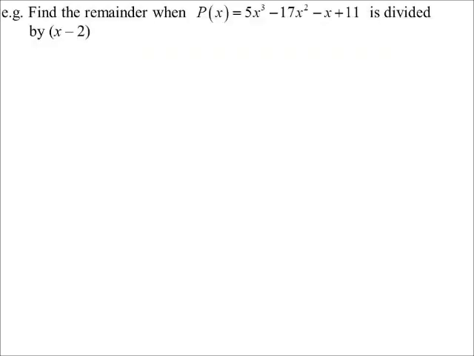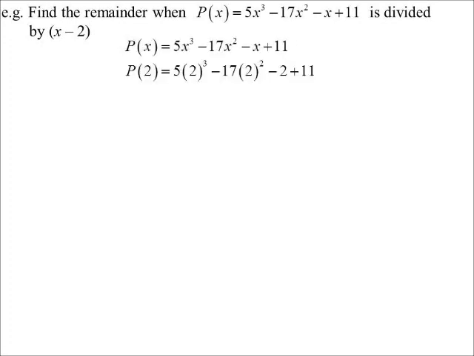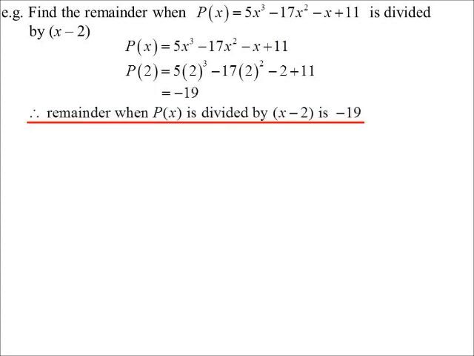So okay, now this is the same one we did yesterday, I think, if I remember correctly. But now we can find that remainder a lot quicker than doing the actual division. All I've got to do is substitute 2 in, and there's the remainder, negative 19. I don't have to go through all that hassle of the whole long division.